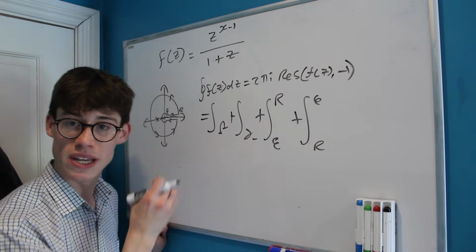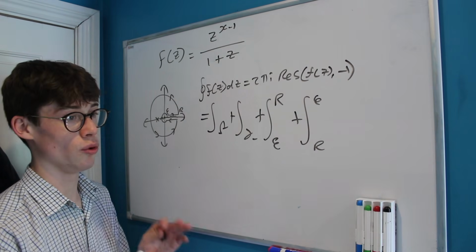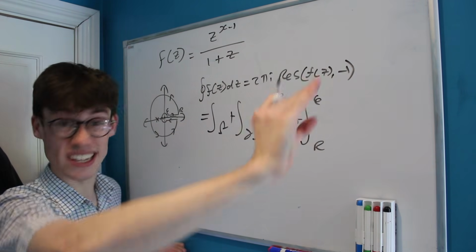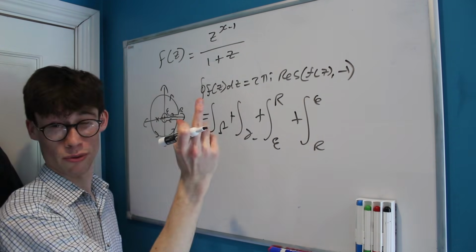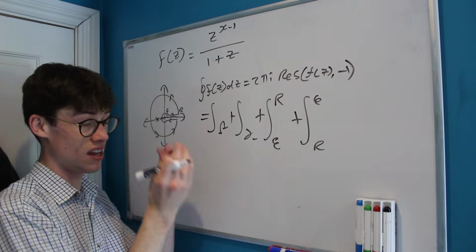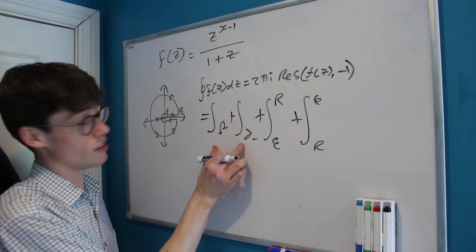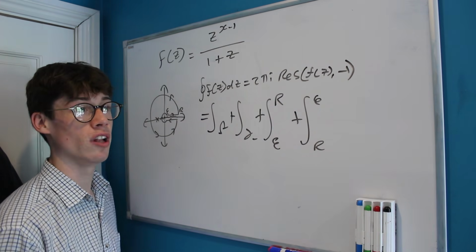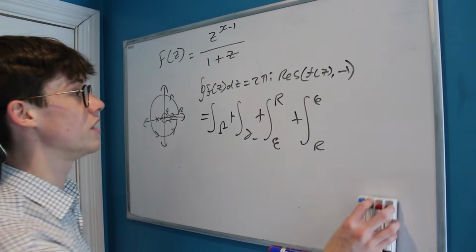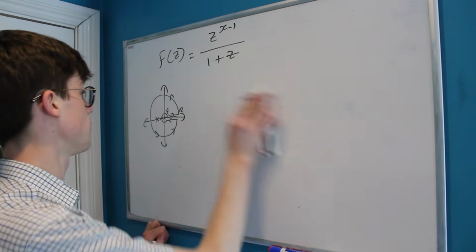And we're going to evaluate each one of these, and we're going to hopefully show that as we let our radius R approach infinity, and our radius epsilon approach 0, capturing the entire positive real axis, both of these integrals along big gamma and little gamma will be 0, and that will leave us with something really nice to look at. So let's look at the integral along big gamma first.